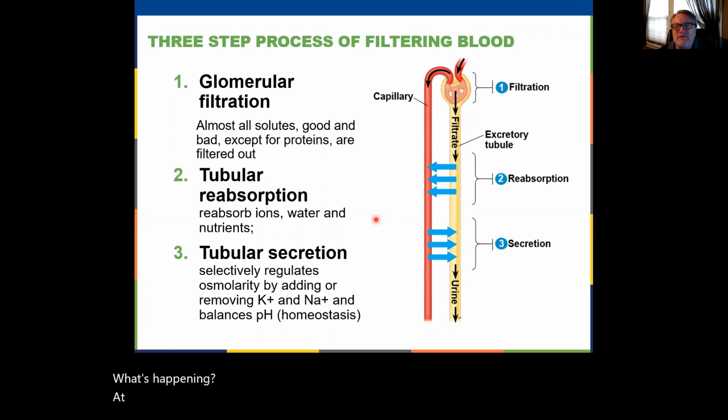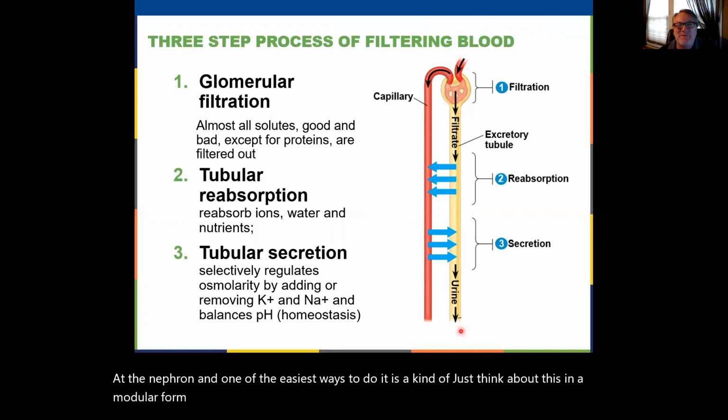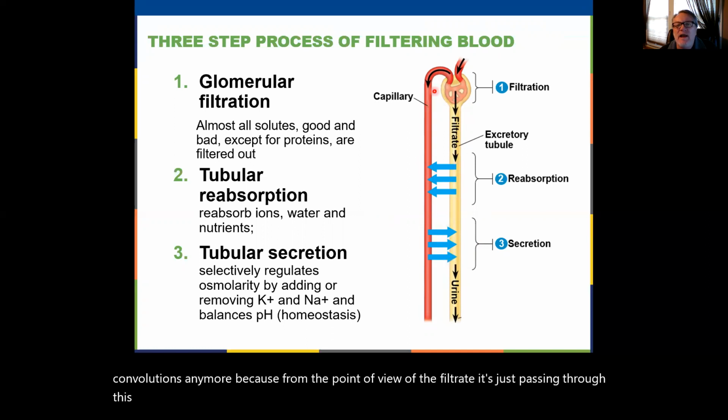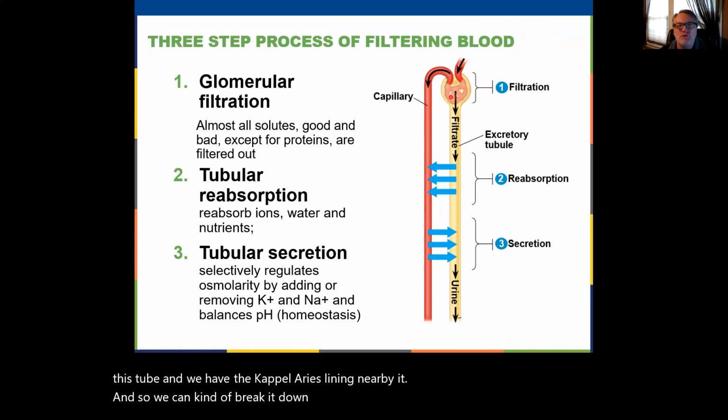One of the easiest ways to do it is to think about this in a modular form by straightening the whole nephron out and not dealing with all the convolutions anymore. Because from the point of view of the filtrate, it's just passing through this tube, and we have the capillaries lining nearby it. And so we can break it down into three major steps of filtering, where we begin with filtration in the glomerulus.